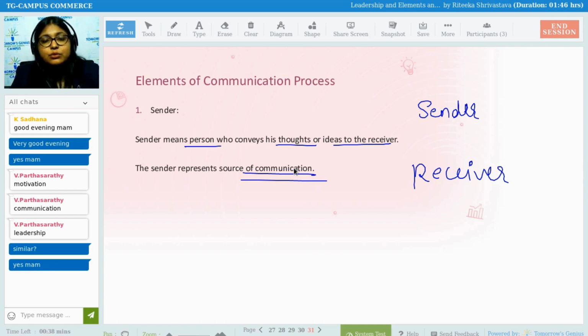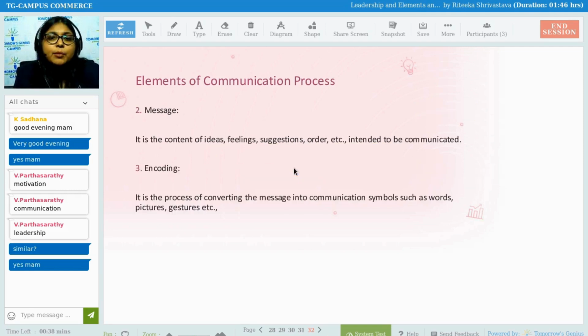Fine. So sender is the one who is going to send the ideas, suggestions, opinions, feelings, and everything. And the source of communication could be anything. Second element of the communication process is the message. What does your message contain? What is the message which the sender wants to send? So it is the content of ideas, feelings, suggestions, orders, opinions intended to be communicated. So the content, the message which the sender is sending, is called the message. So the second element of the communication process is the message.